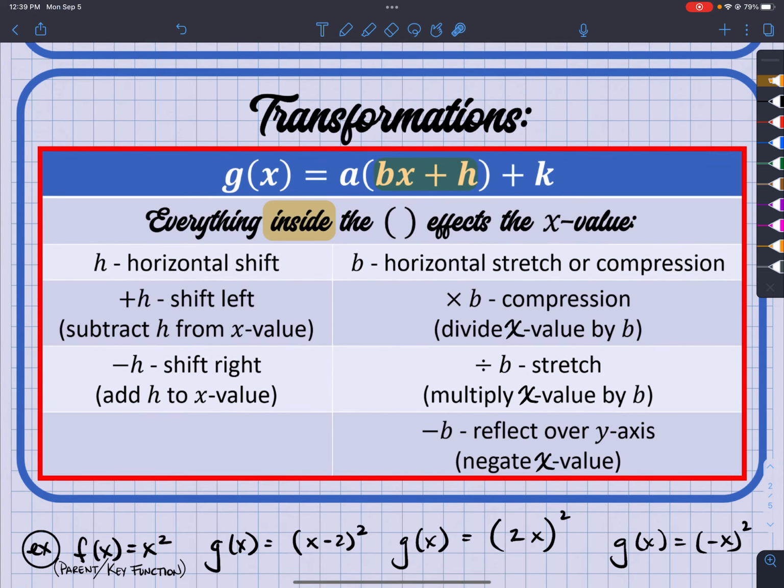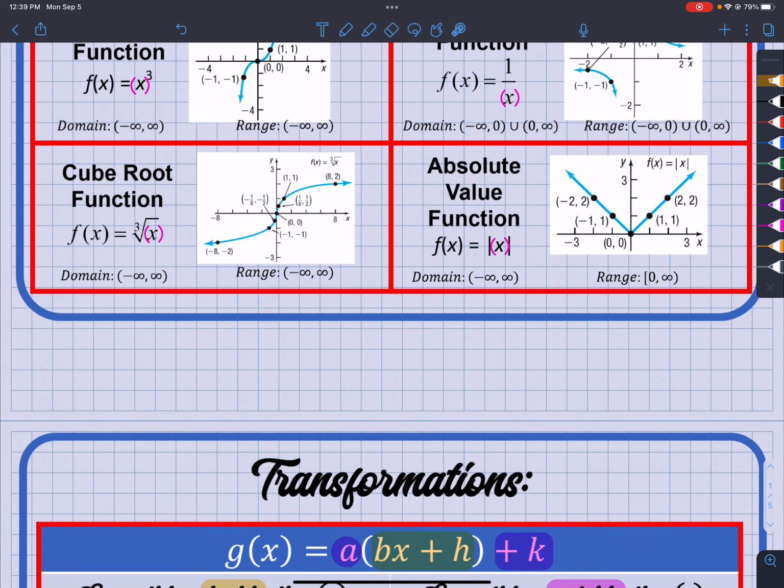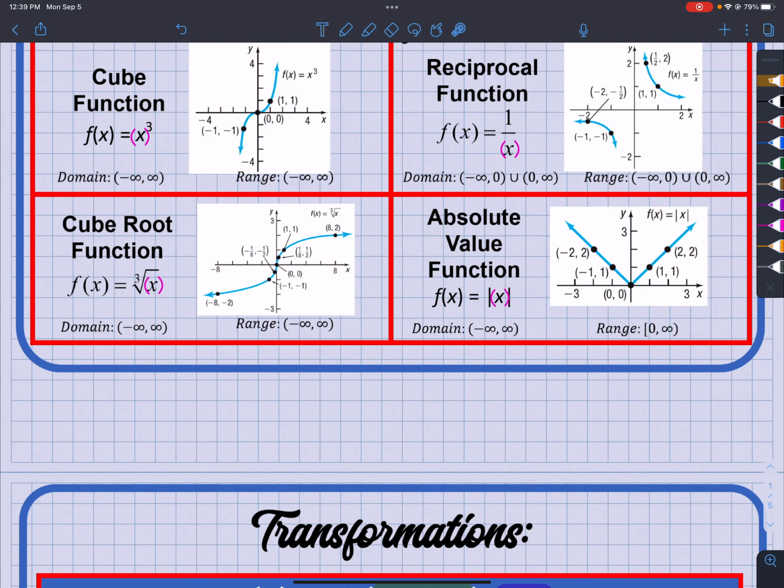So let's keep on going. When I say that, let's go back to the parent function. As you can see, where I have the parentheses right now, everything inside affects the x because it's around the x. Everything that's outside of these parentheses affects the y value, right? Same thing in here, affects the x, out here affects the y. In here affects the x, out here affects the y, okay?